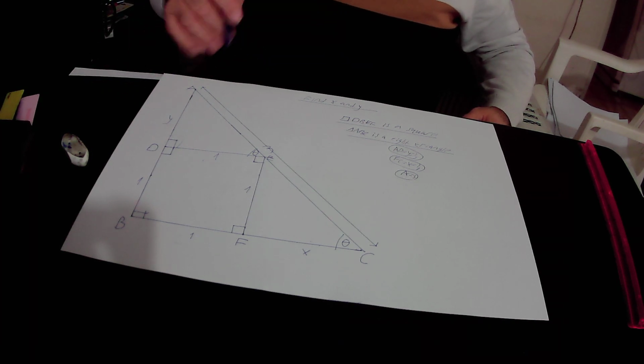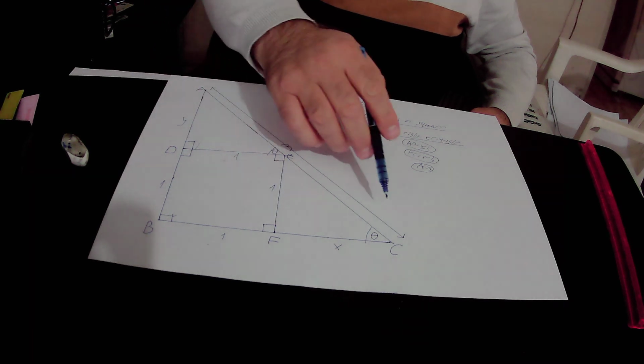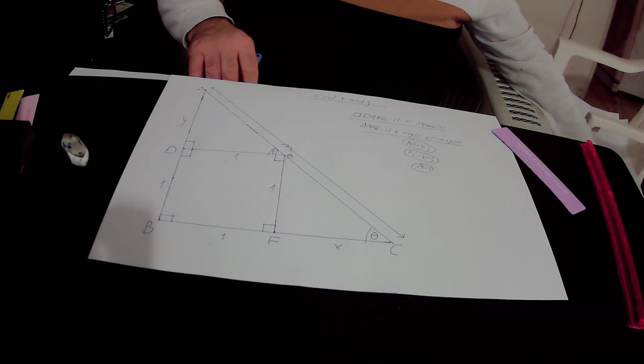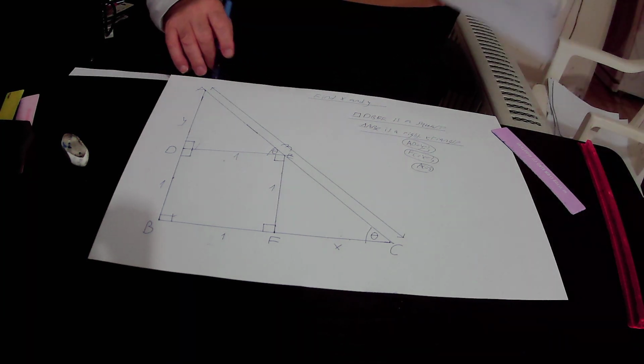Likewise, BC is one side of the right triangle ABC, therefore it is absolutely a straight line. BC is a straight line.